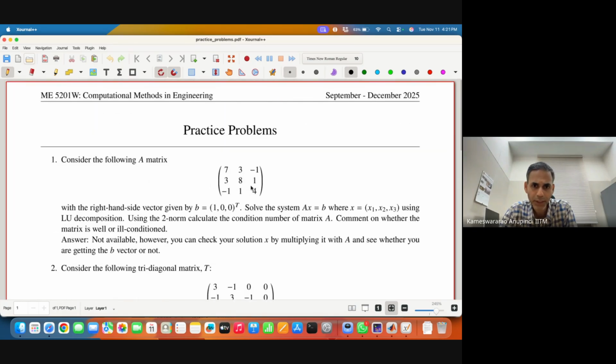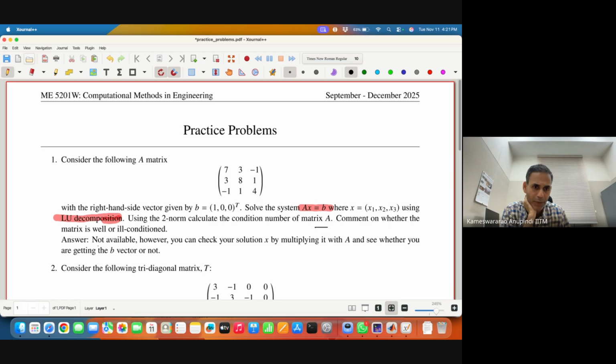The first one is a matrix given with a right-hand side B, that is 1, 0, 0. We are asked to solve the system AX equal to B, where X equals X1, X2, X3, using LU decomposition, which you already know. So basically decompose this 3 by 3 system into L and U matrices. And then using the 2 norm, calculate the condition number of the matrix A. Then comment on whether the matrix is well conditioned or ill conditioned.